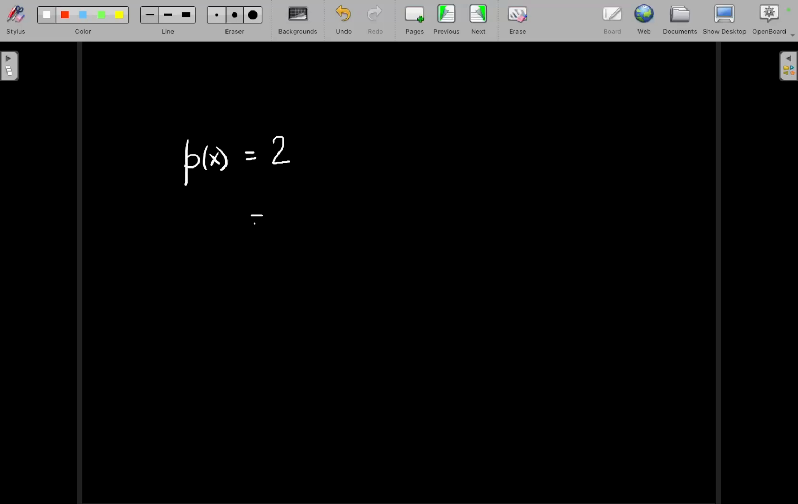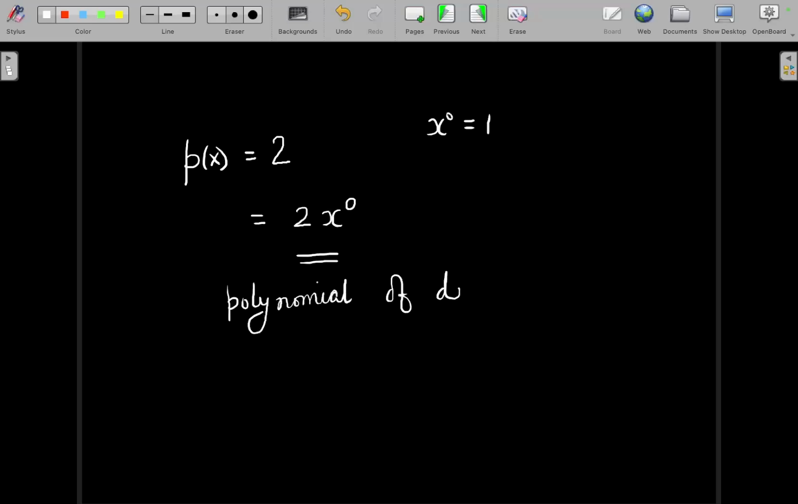So this can be written as, I have already talked about this, 2 times x raised to 0, because x raised to 0 is nothing but 1. And this can be considered as a polynomial of degree 0. So a constant term like this can also be considered as a polynomial of degree 0.